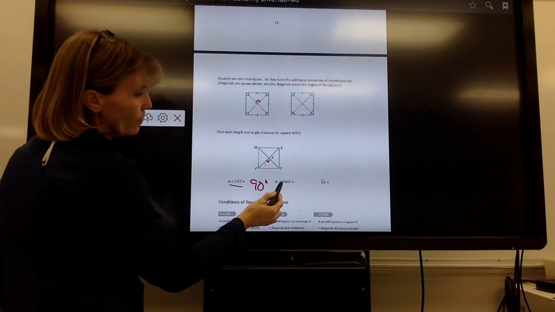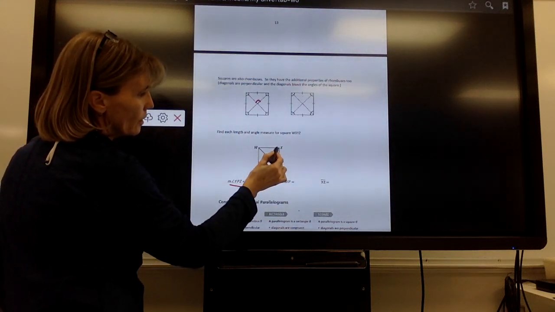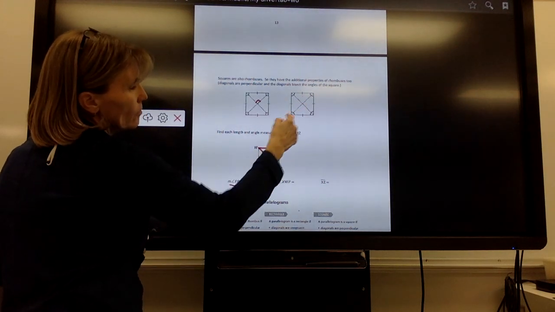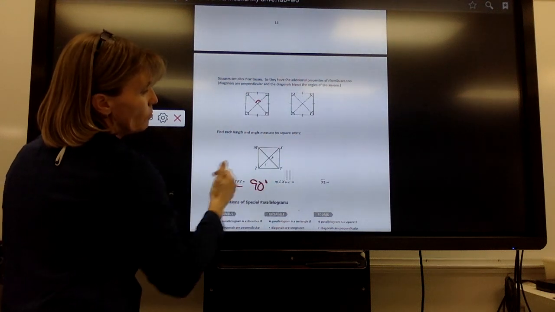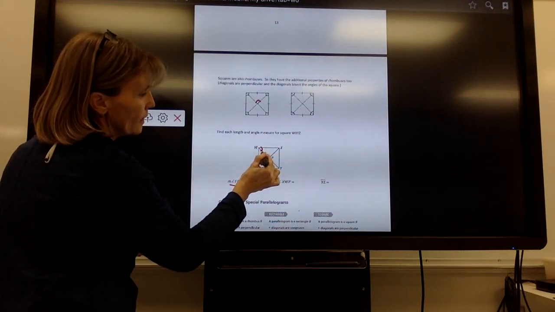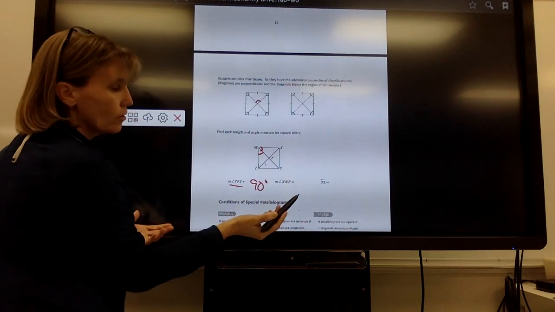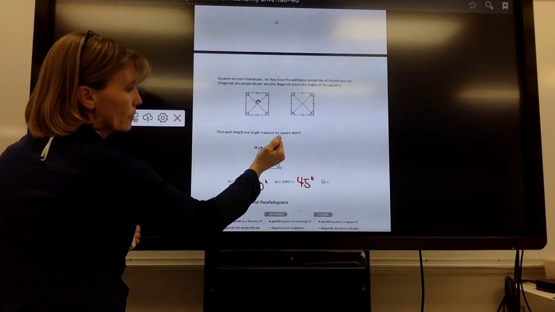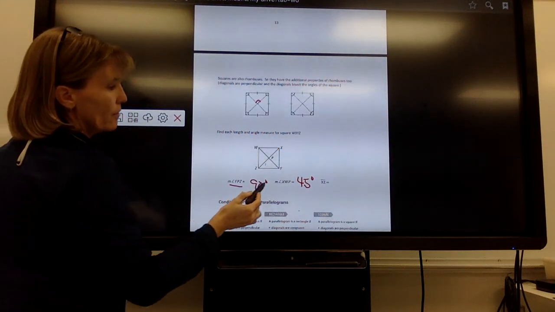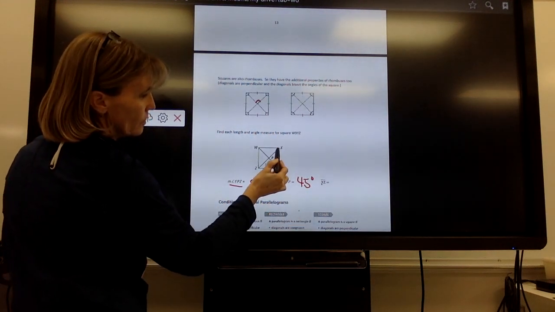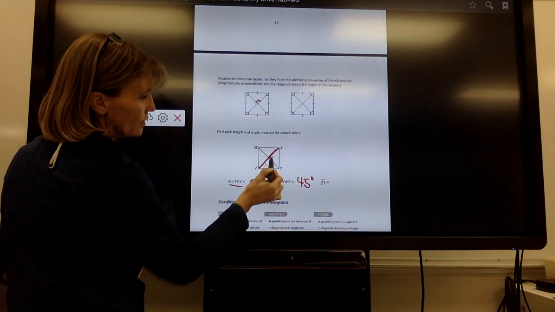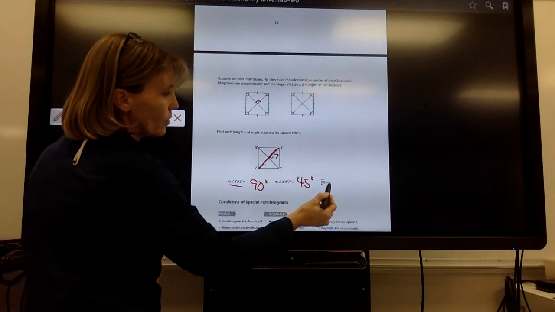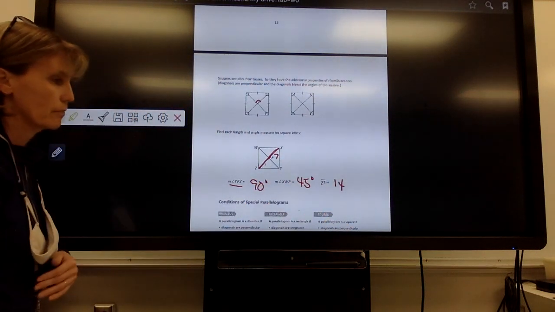It says find the measure of XWP. X to W to P. Okay, so you see up here that the diagonals bisect. This diagonal is bisecting that, and that's a right angle if it's a square, so half of 90, that's going to be 45 degrees. Okay, and then the distance from X to Z, from X all the way across to Z. Well, if this is 7, this is 7 also. The diagonals bisect each other, so all the way across would be 14.